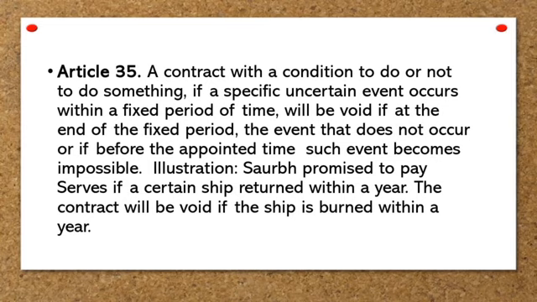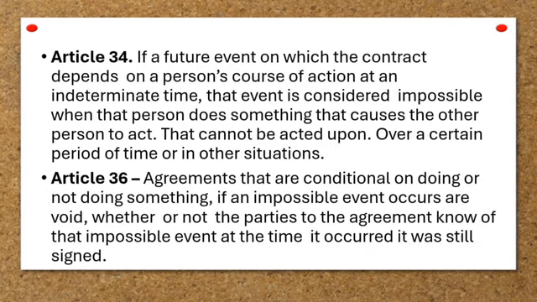First of all, we see an example like: A promises to pay B if a certain ship returns within a year. The contract will be void if the ship is burned within a year. Here, the contract entered into on a condition to do or not to do something on a specific uncertain event, if it becomes impossible, or the period of time ends, will automatically become void and impossible.